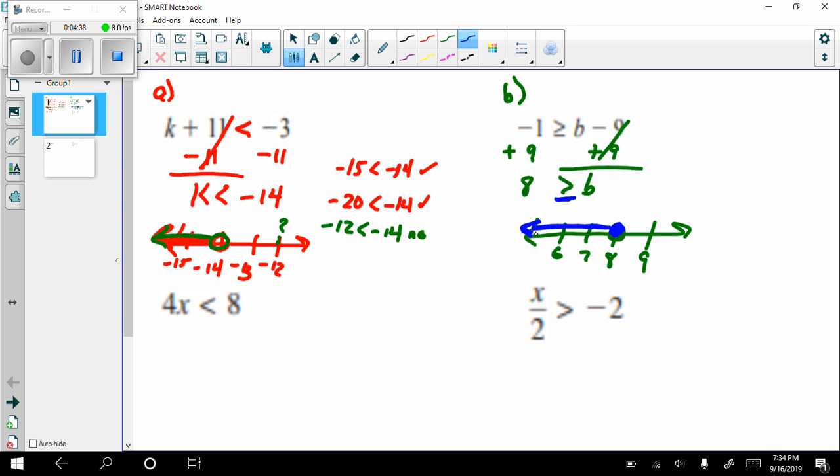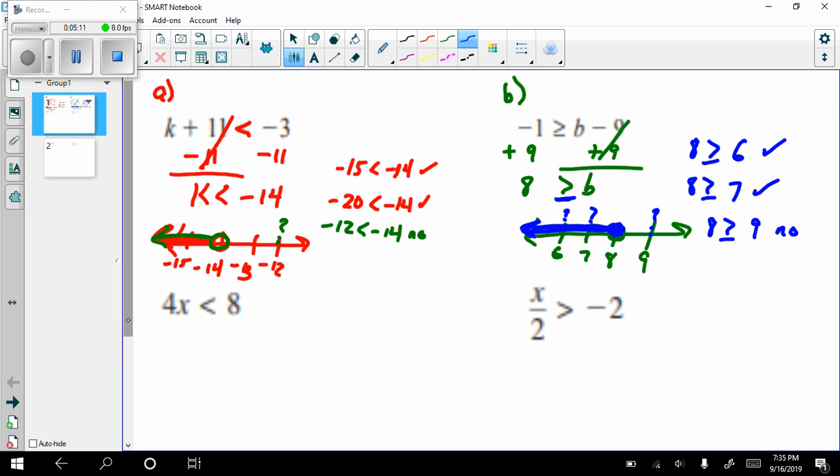If we wanted to check it, let's check 6. Let's write it this way: 8 greater than or equal to 6. Is that true? Yes, it is. How about if we checked 7? 8 greater than or equal to 7, is that true? Yes, it is. What about 9? 8 greater than or equal to 9? No, it is not. So our solution set is everything that is less than or equal to 8. All right, let's go on to the next problem.